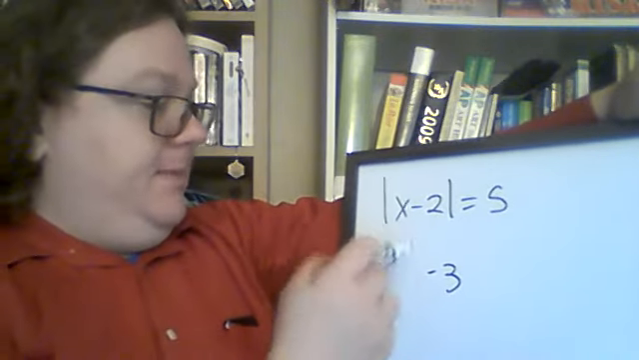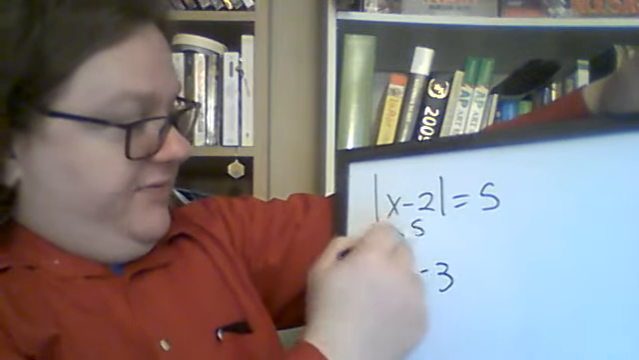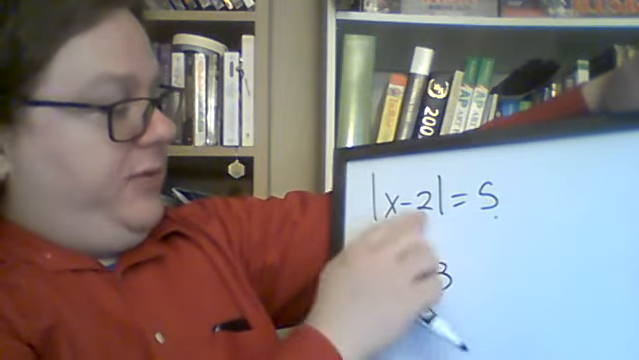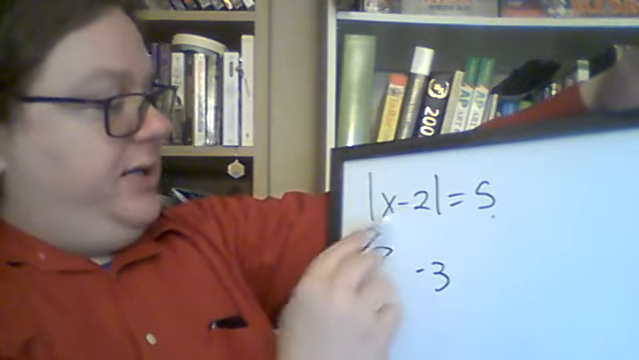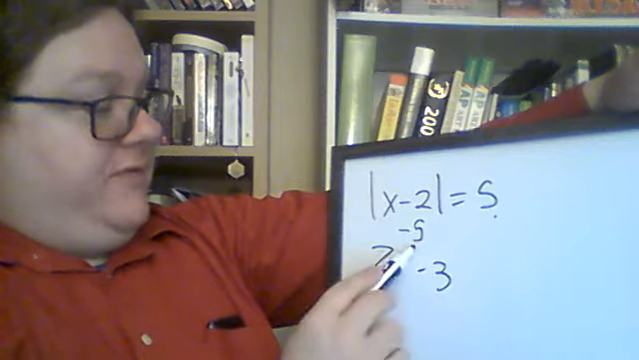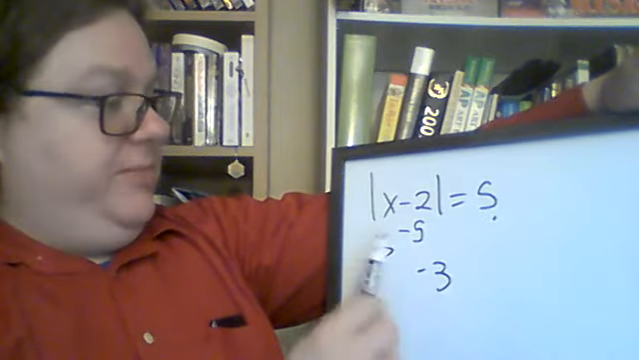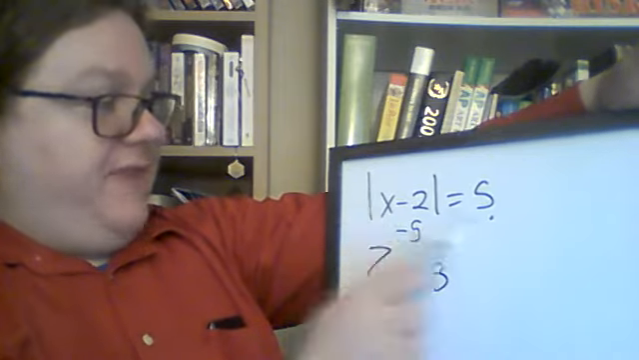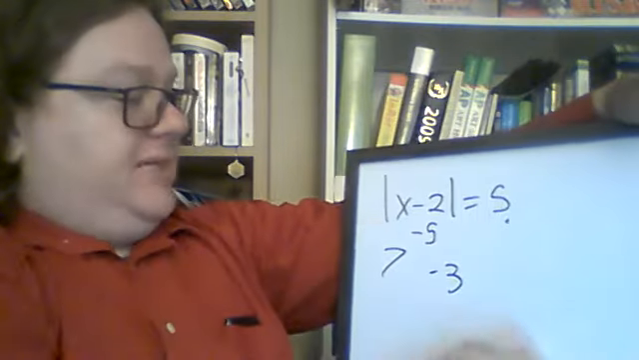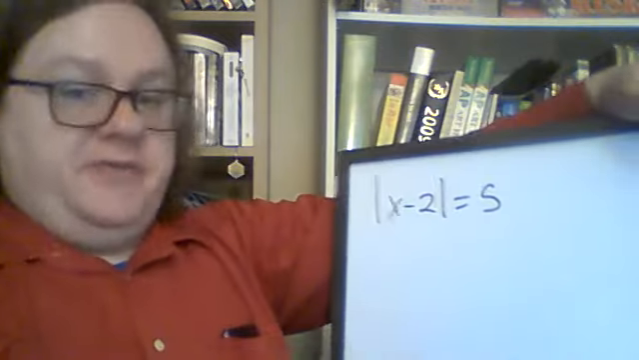Because if I put in 7 for x, 7 minus 2 is 5, and the absolute value of 5 is 5. If I put in negative 3, negative 3 minus 2 is negative 5, and the absolute value of negative 5 is also 5. So you have two answers. One gets you to 5 and one gets you to negative 5. So that's the flash forward. Now let me back up and show you how to actually solve it.